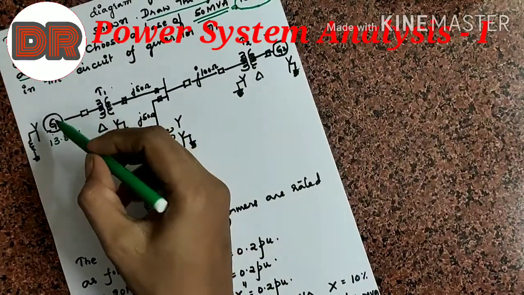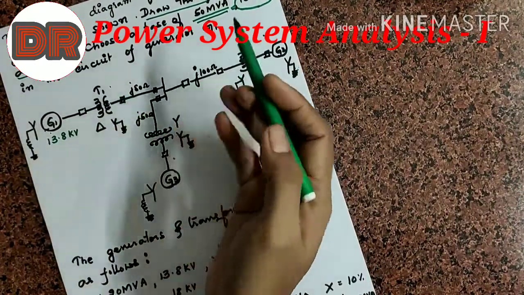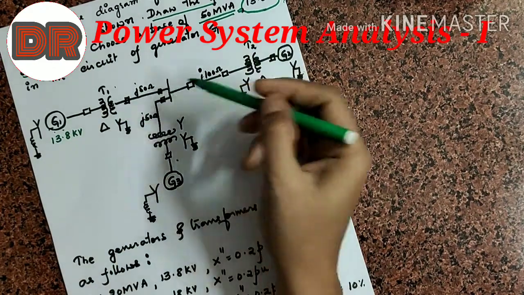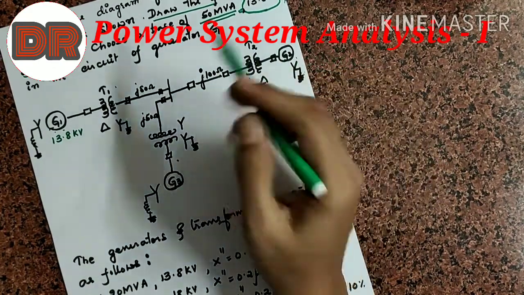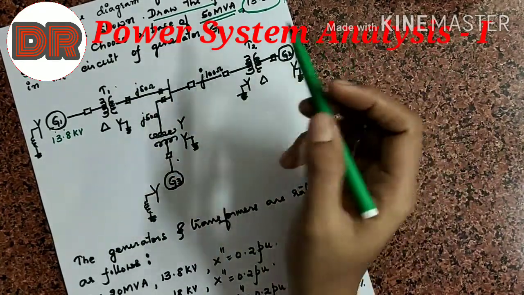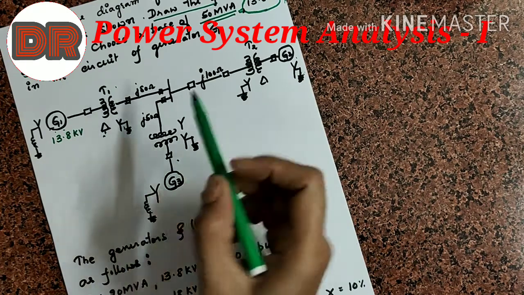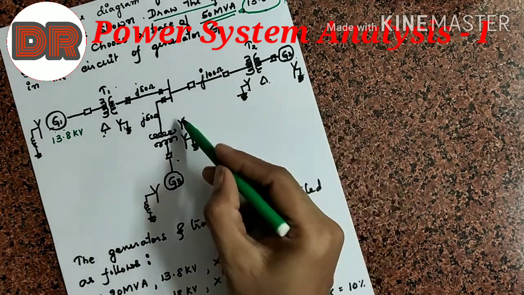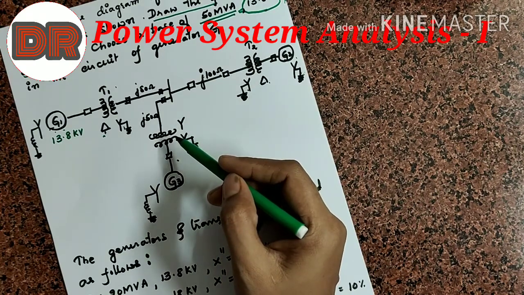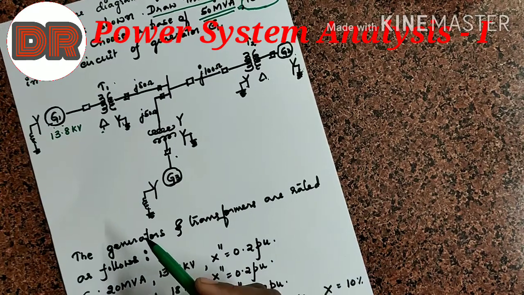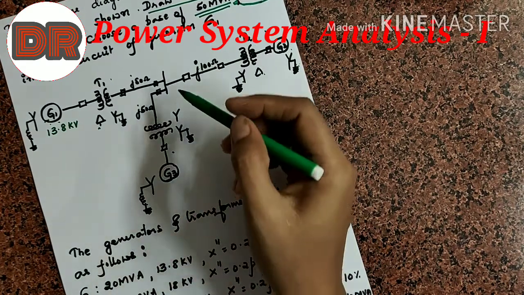Now what we have to do is calculate the per unit reactance value for generators, transformers, transmission lines, and all these components. You have to be very careful here, because the transformer winding connections are different. Here it is delta, here it is star, here it is star, delta, star, star. With respect to all these, you have to calculate the per unit value of reactance.